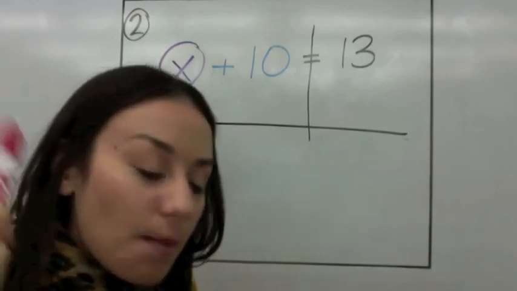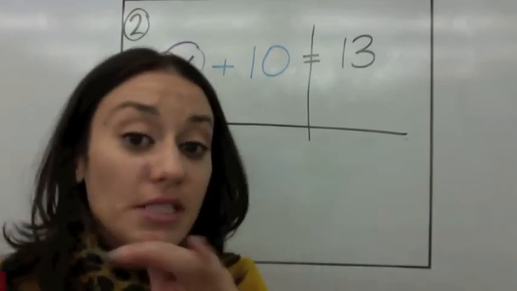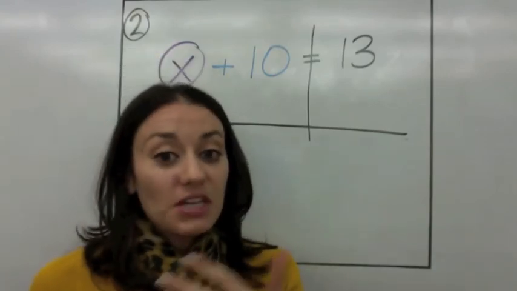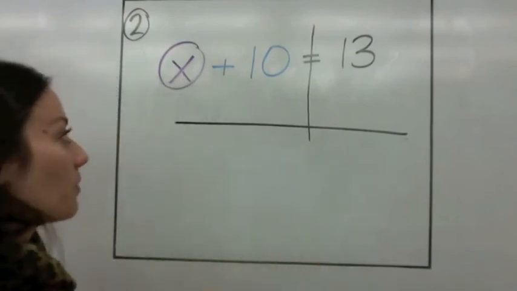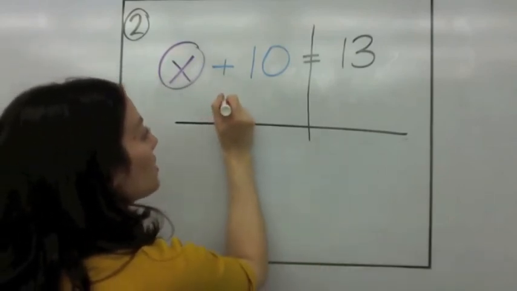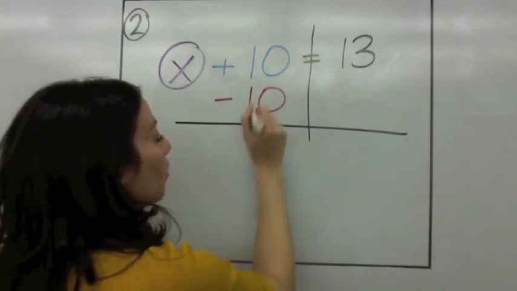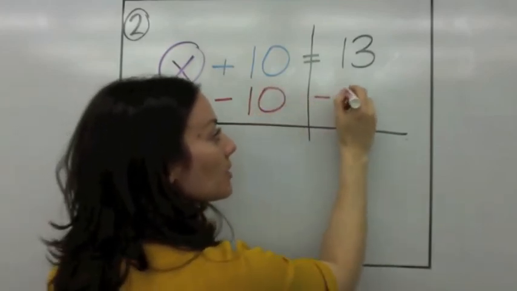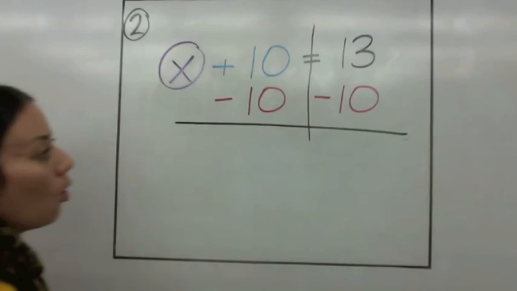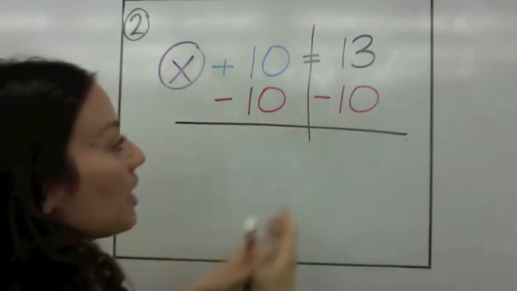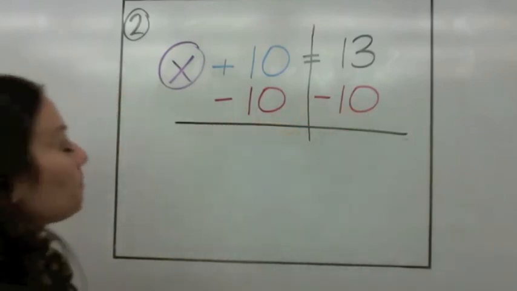All right, what is the opposite of positive 10? Or think, what's the opposite of addition? The opposite of addition is subtraction. So you're going to subtract 10 from both sides. Does that make sense? If you put a negative 10 on this side, you have to put a negative 10 on the other side. All right.